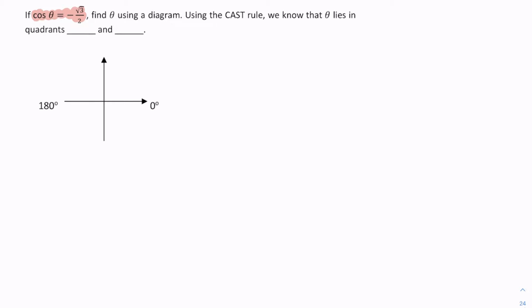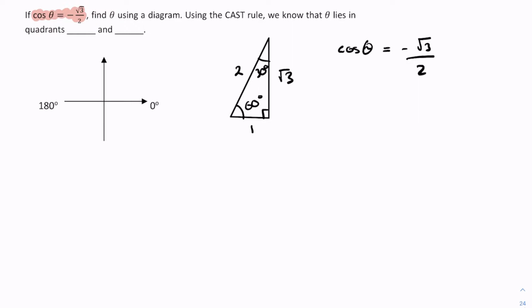So the root 3 over 2, if you don't recall, comes from one of the right angle triangles where you have one side equal to 1, the hypotenuse is 2, and the other side is root 3. That's our right angle there, and it is 60 degrees over here, 30 degrees over here. So cosine of theta, in this example, is negative root 3 over 2.